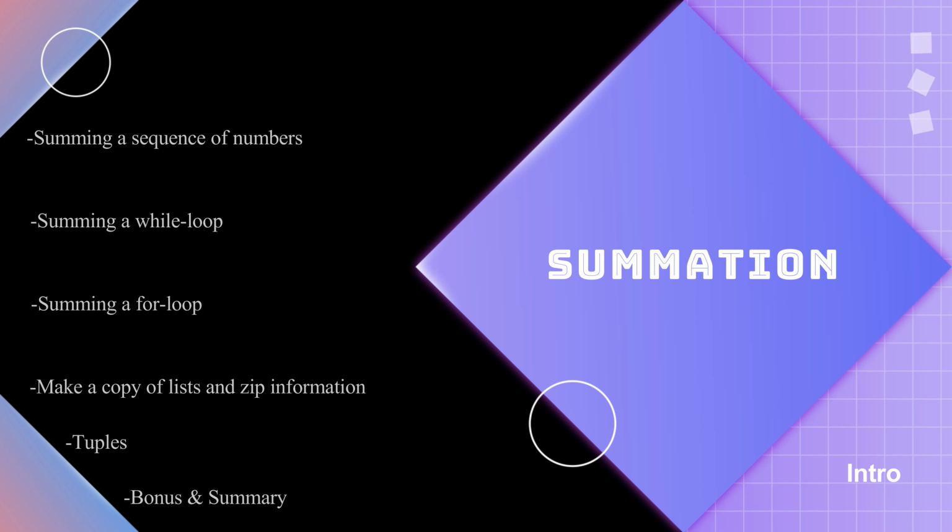We will have new information about lists, how to copy lists, and we will learn about zip information. And we are going to learn about the new data types here, tuples. At the end of this section, we will take a bonus and summary for this section.